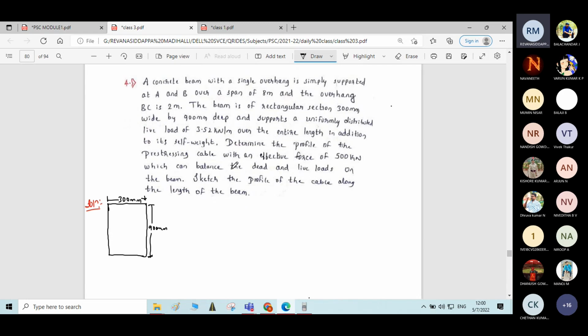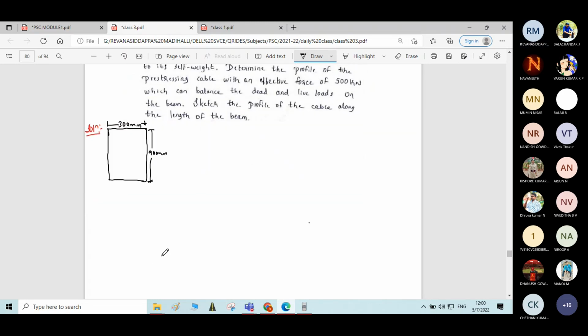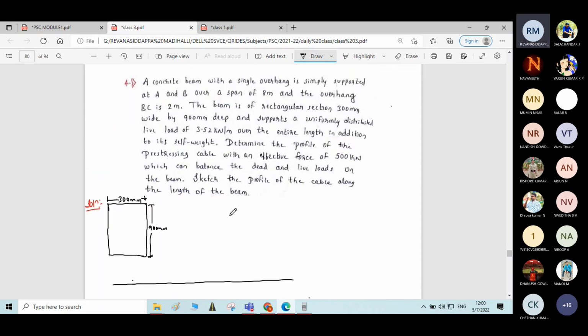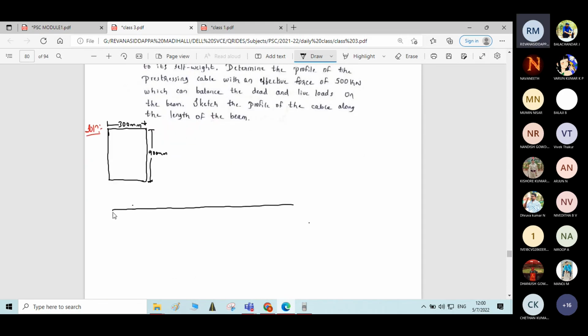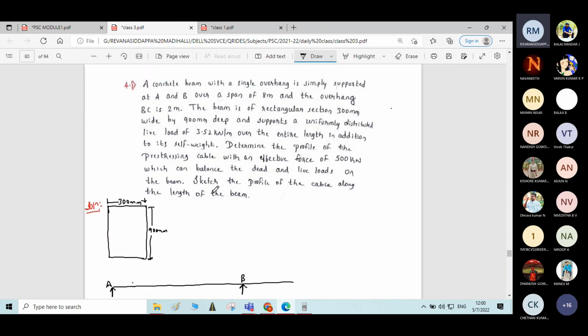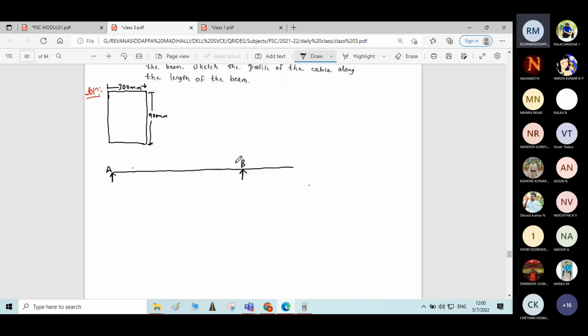I'll write the diagram for the overhang beam which is given in the problem. I hope you have written the question. What it says? The concrete beam with a single overhang is simply supported at A and B, and the overhang is BC. BC, the remaining length of the beam, is an overhanging portion.